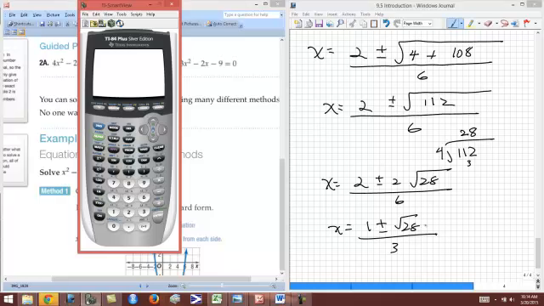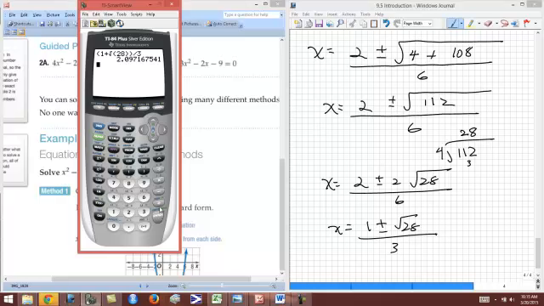Normally, I would like the answer left in this form, rational radical form. In the book, the answers are in decimal form. So let's see what we got. I'm going to do an open parenthesis, 1 plus the square root of 28, close parenthesis, divided by 3. And let's see what I got. And that is one of the answers.